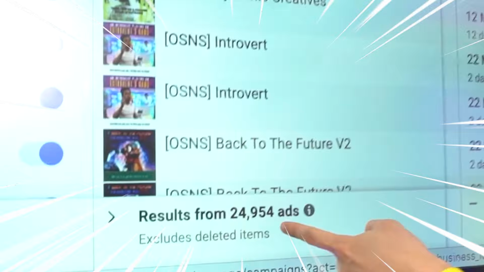When it comes to scaling Facebook ads, do you know ultimately one of the most important things, absolutely crucial so that your ads don't fatigue out? Do you know what it is? Well, the answer is right here.